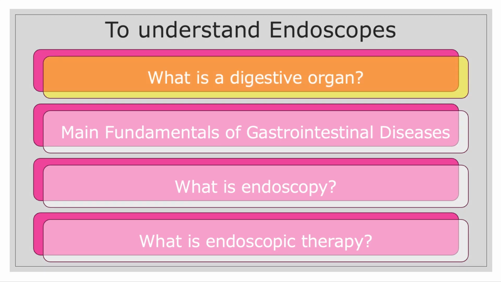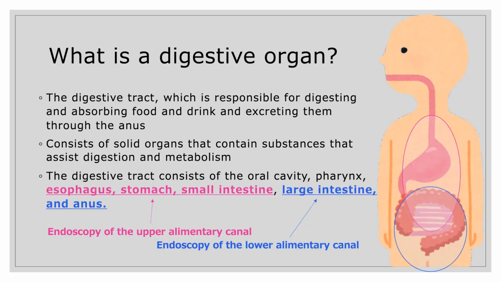Let's talk about digestive organs first. The digestive organs consist of the digestive tract, which is responsible for digesting and absorbing food and drink taken in through the mouth and excreting them through the anus, and the parenchymal organs, which are responsible for substances and metabolism that aid digestion. The digestive tract consists of the oral cavity, pharynx, esophagus, stomach, small intestine, large intestine, and anus.